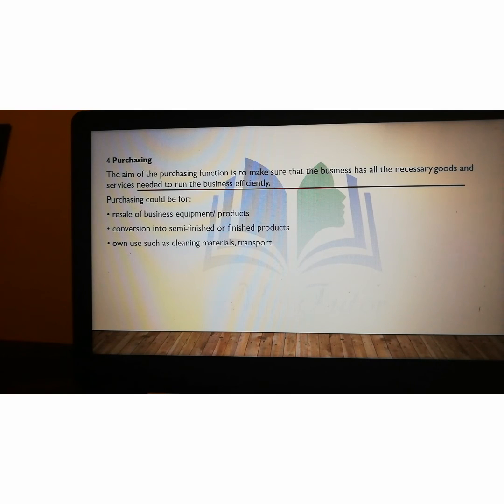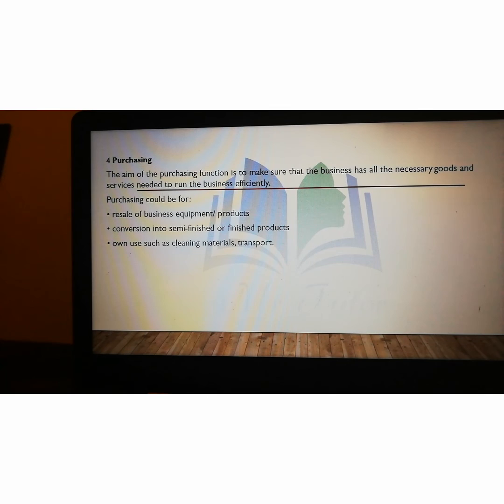Now the aim of the purchasing function is to make sure that the business has all the necessary goods and services that are needed, obviously, to run the business efficiently. I think they work hand in hand with the financing function, because if there's no money in the business, you're not able to purchase equipment that will be perfect to produce those 1 million sneakers. I hope there's sense in what I'm saying.